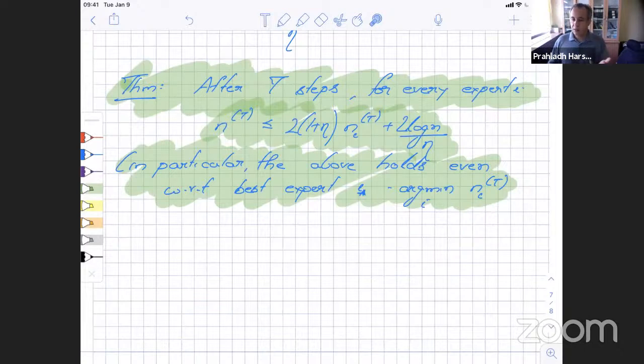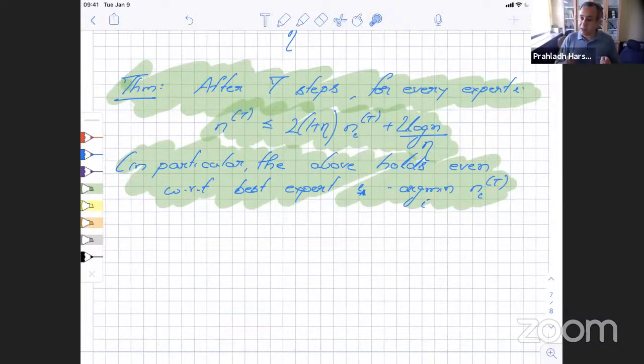Notice that both the experts are going to make T by 2 mistakes, because I'm basically going to keep flipping between them. So when I compare against this algorithm, and there's no way I can get around this, the best expert makes only T by 2 mistakes, whereas the algorithm is making T mistakes. So this is a case in which 2 is unavoidable.